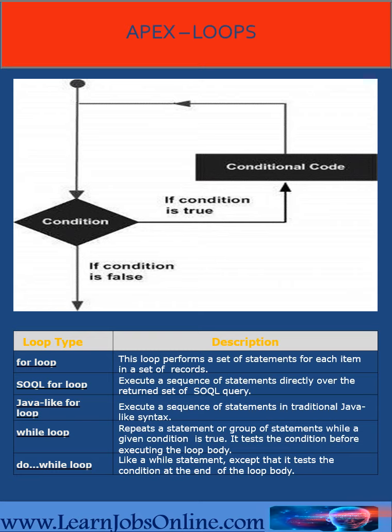So the for loop is a loop that performs a set of statements for each item in a set of records. A SOQL for loop executes a sequence of statements directly over the returned set of records of a SOQL query. Java-like for loop executes a sequence of statements in traditional Java-like syntax. A while loop repeats a statement or group of statements while a given condition is true. It tests the condition before executing the loop body. Do while loop, like a while statement, except that it tests the condition at the end of the loop body.